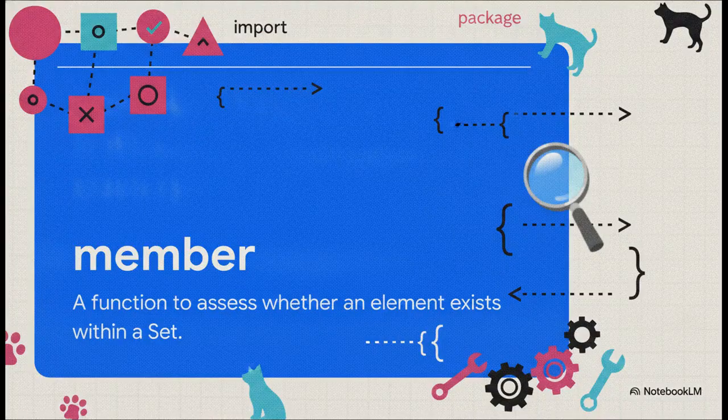Now, you might be wondering, what's the specific tool the author reaches for inside that newly imported package? It's the member function. By definition, member is a function used to assess whether an element exists within a set. Instead of writing clunky custom logic or using less efficient data structures to check if a specific item is present, the author is leveraging this built-in Haskell function. It's explicitly designed to solve the exact problem of checking elements quickly and cleanly. Doing it this way keeps the codebase sharp, accurate, and completely aligned with the standard way Haskell handles data.